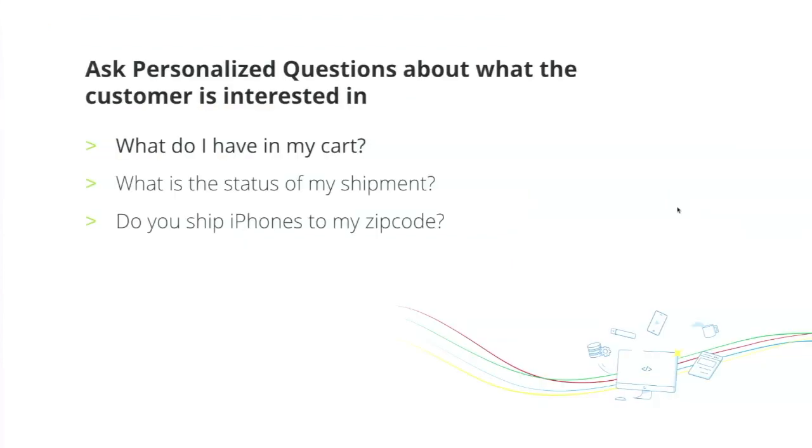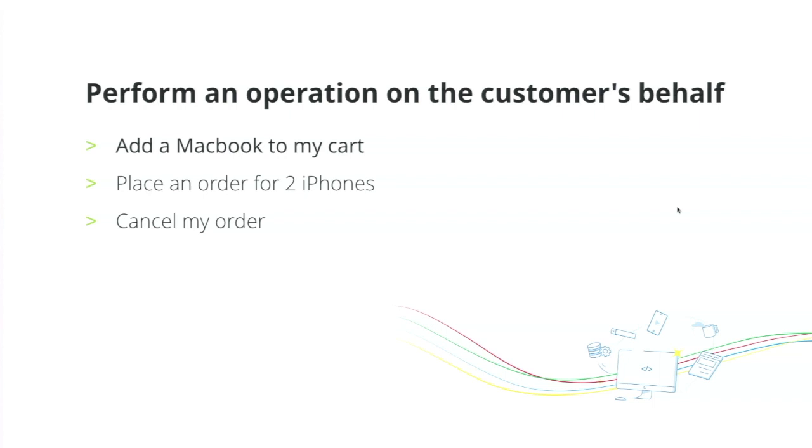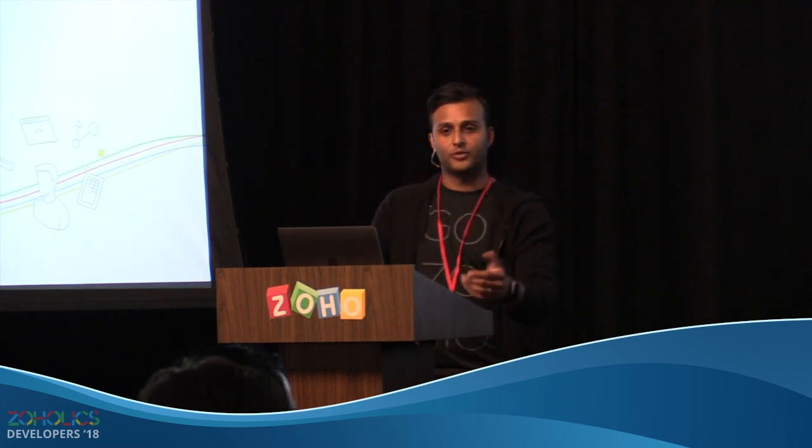The next category from general was personalized questions. A personalized question would be something like, what do I have in my cart? Because it's related to me. What is the status of my shipment? Do you ship iPhones to my zip code or to my state? We can also ask it to perform an operation such as add this product to my cart, or place an order for me, or cancel my order. So I was able to, on the mobile device, place an order for something through the app, and then it would be able to tell me what is in my cart, etc.